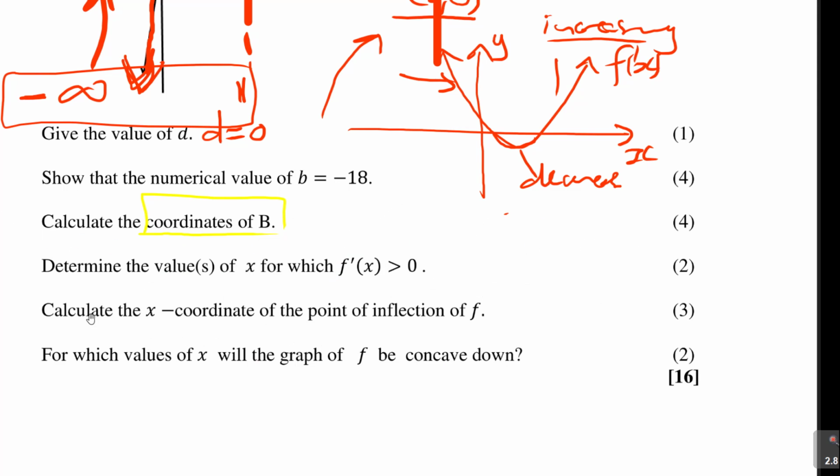Let's use the next one. It says calculate the x-coordinate of the point of inflection. Again, point of inflection, remember f double prime x, the second derivative, and at that point of inflection you must equate it to 0. Very important concept.